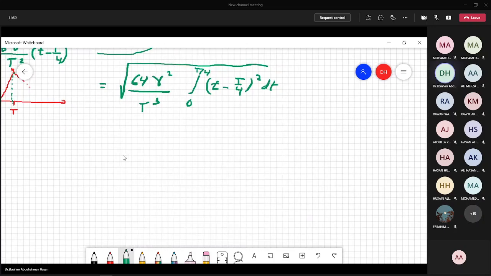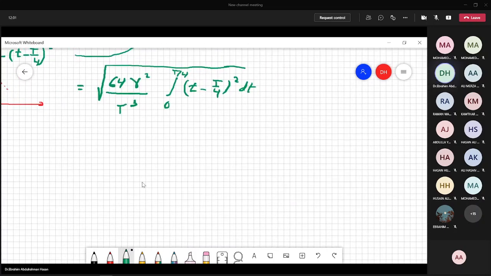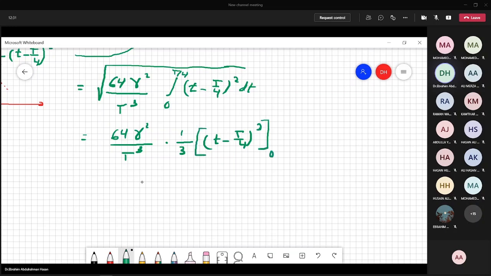That is calculus now. It is equal to 64 gamma squared divided by T cubed multiplied by the integration. This is the same as x squared, so the integration is x cubed divided by 3. So it is 1 over 3 of t minus T over 4 cubed, from 0 to T over 4.